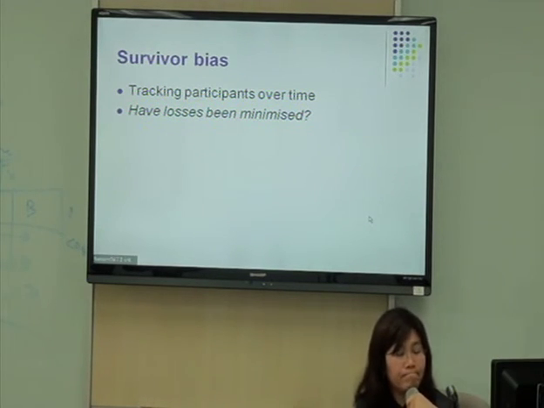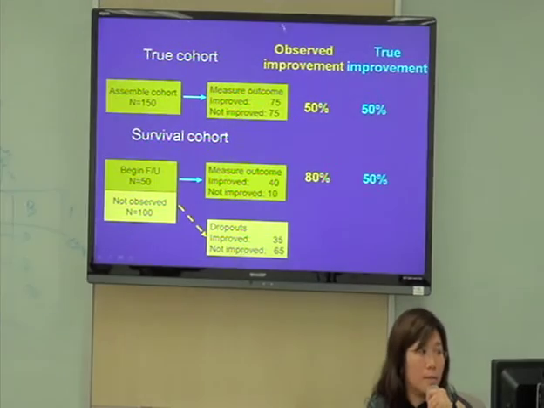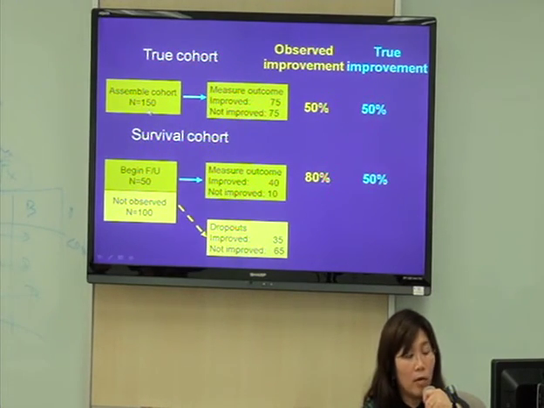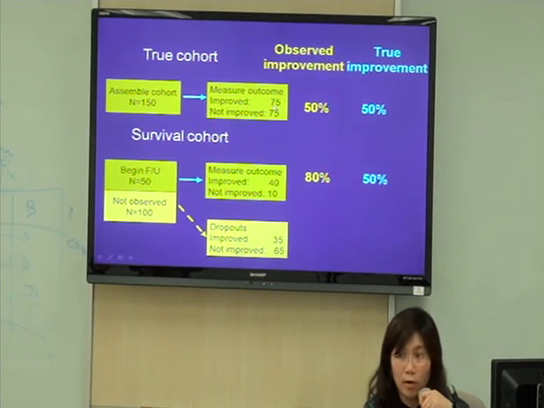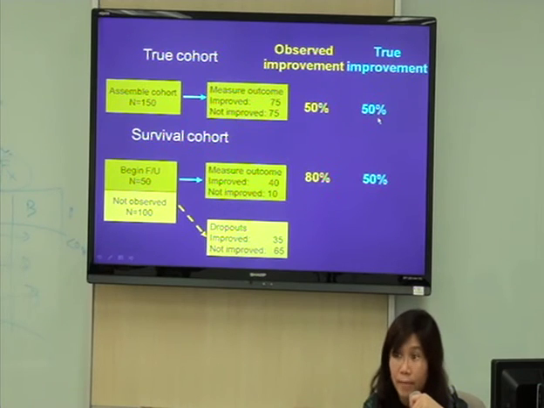And the final one is the survivor bias. Because we are tracking participants over time, some might be lost in between. For example, if the true cohort is like this, we have 150 subjects and we can follow up all of them until the end of the study, and we see that the outcome improves 70%. So the observed improvement and true improvement are the same because we can follow up all of them.